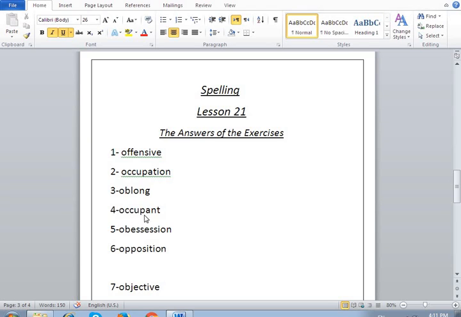Number 4, occupant. We have to replace E with A. Occupant. Number 5, obsession. Yep, we have to add another S before I. Obsession.